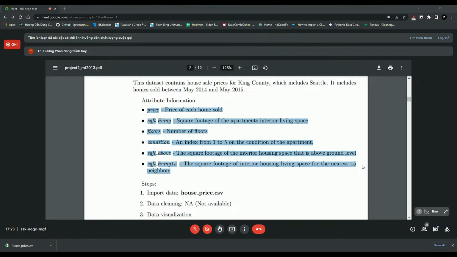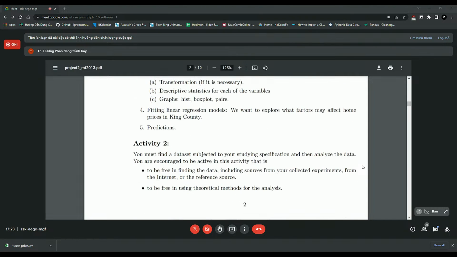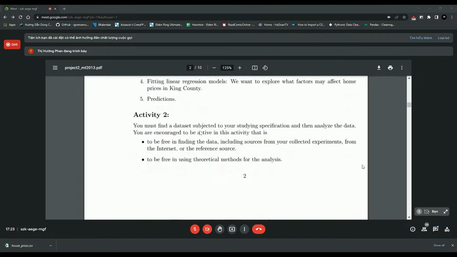Next, usually I receive questions relating to activity two, because activity two only gives you very general questions. You need to find a data set which is close to your study measure, and then you are free to choose any method to do the data analysis.